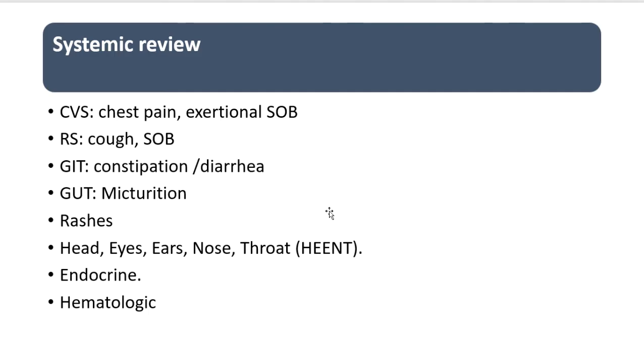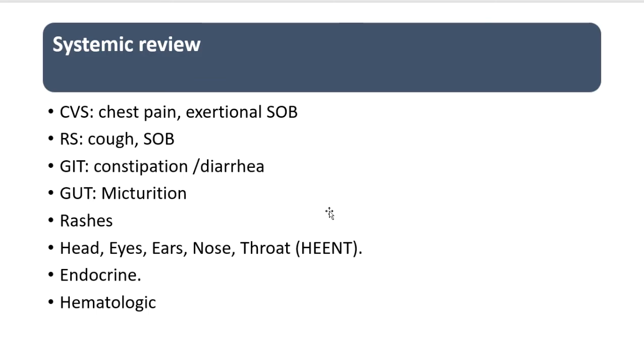You have to ask about chest pain. Do you have any chest pain? Do you have any exertional shortness of breath? So what is the importance of this? If a patient is coming with chest pain, until proven otherwise, it may be a myocardial infarction. It may be unstable angina. You need to have an understanding of how to differentiate myocardial infarction from unstable angina and what acute coronary syndromes are. Don't panic, I will teach you.